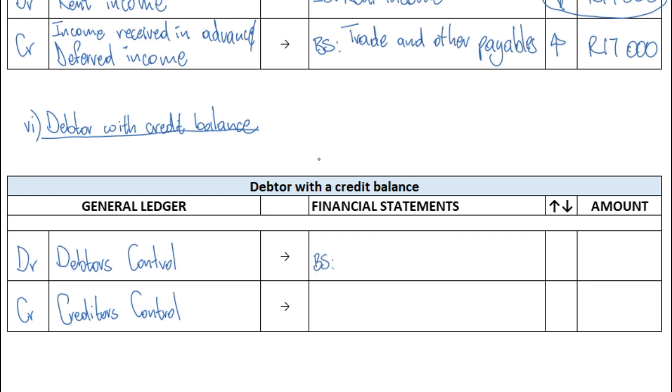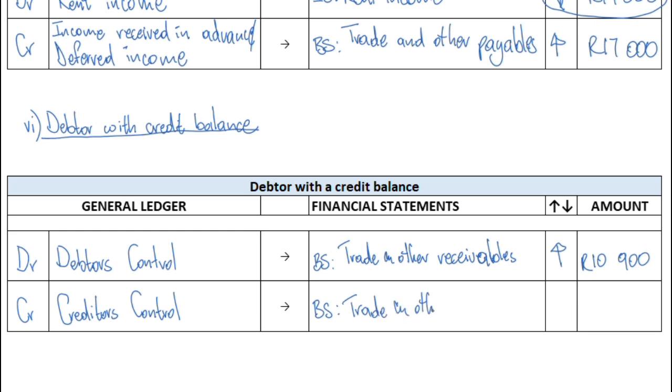In our financial statements, the debtor's control account sits in the balance sheet under the trade and other receivables line item. So we will add 10,900 rands to that line item to show that we are now increasing our debtors by 10,900 rands. Creditors control sits in the balance sheet under trade and other payables. So we will add 10,900 rands to that line item to show that our liabilities are increasing by 10,900 rands.